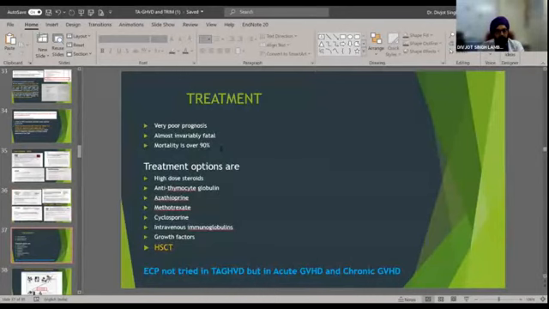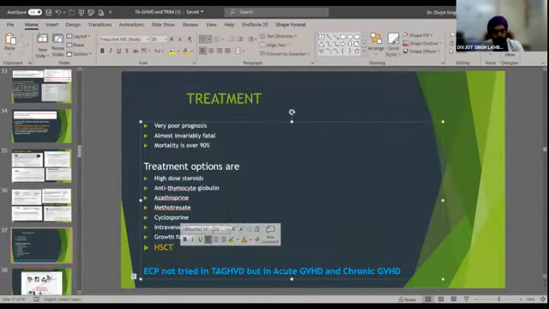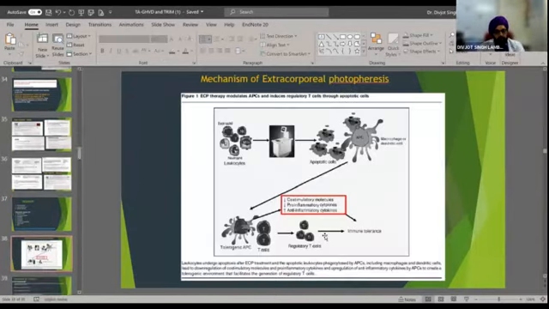So what is the treatment? It has a very poor prognosis, almost invariably fatal. Treatment options include high-dose steroids, anti-thymocyte globulin, azathioprine, methotrexate, cyclosporin, intravenous globulin, and hematopoietic stem cell transplant is the main solution.